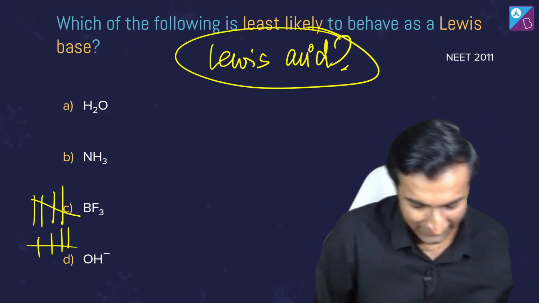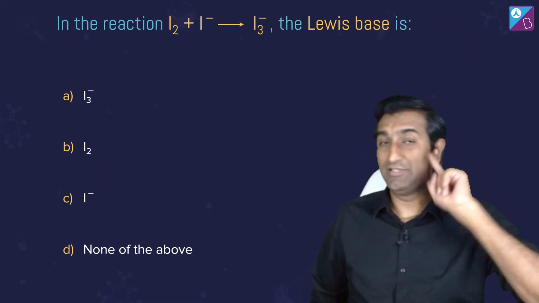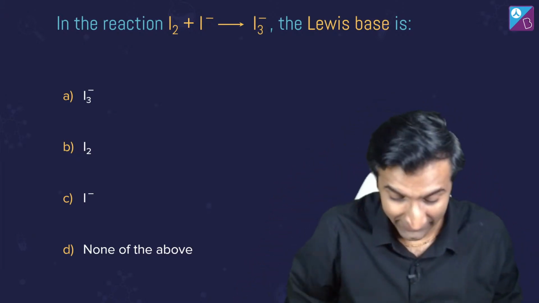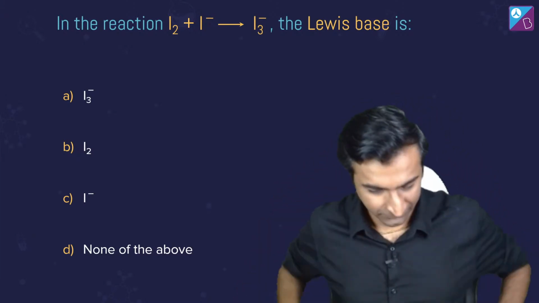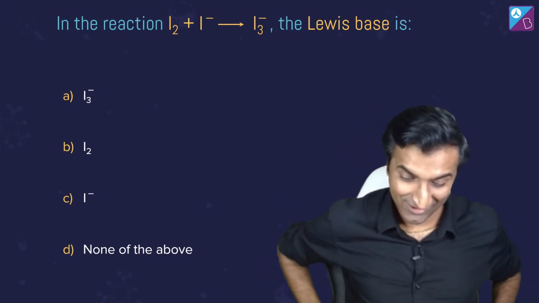Okay, Mudassir. Everyone is saying C. Absolutely. BF3 is a Lewis acid. अभी पढ़ा है. Good job. This is an awesome question. In the reaction I2 plus I minus, you get I3 minus. अब इसमें Lewis base कौन सा होगा? हाँ, ये तो funny reaction है.